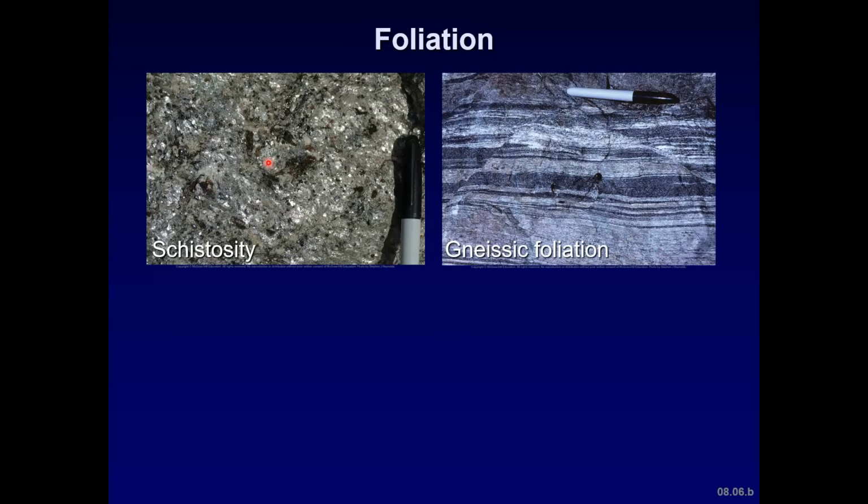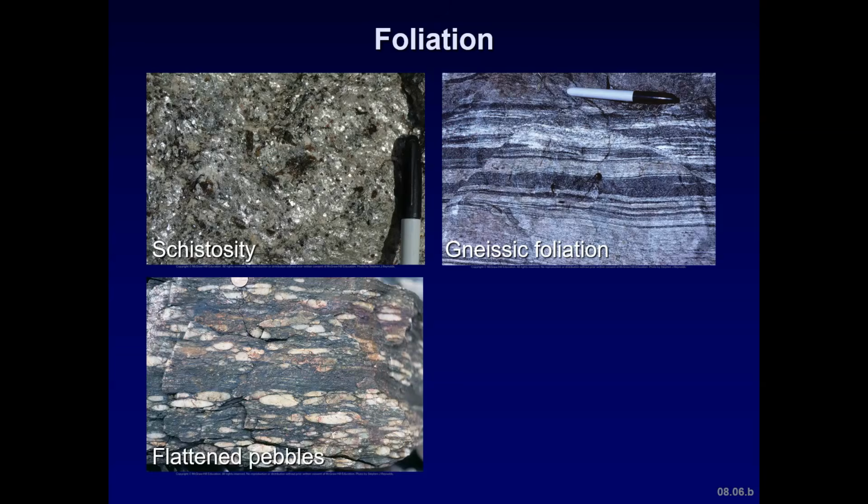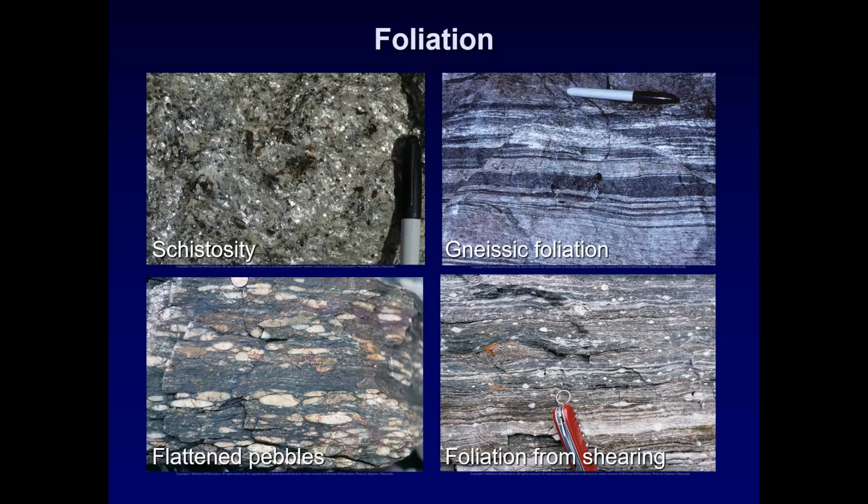You can also have gneissic foliation. That's where you get alternating lighter and darker bands in metamorphic rocks. These are the bands. All right, we see that in a lot of metamorphic rocks. You could also have flattened pebbles. That's where the foliation is parallel to the flattened shapes of the pebbles. Or you could get foliation from shearing. So basically, ductile shearing flattens and smears out the mineral grains.